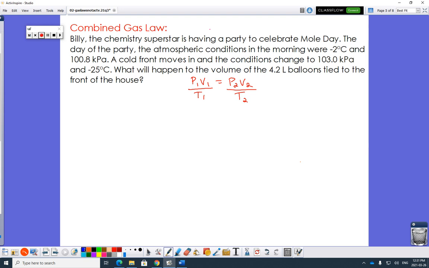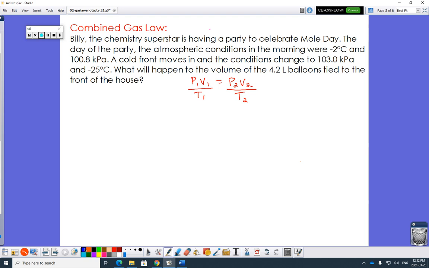So Billy the Chemistry Superstar is having a party to celebrate Mole Day. The day of the party, which is a thing, October 23rd, like 10 to the power of 23, the atmospheric conditions in the morning were -2 degrees Celsius. The weird thing about negative numbers is that it can influence whether you can predict if your answer should work, like if the pressure decreases, volume increases. Because we don't want negative volume or pressure, that helps with the math side, but also with trying to interpret the gas laws.